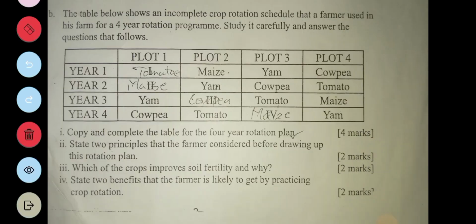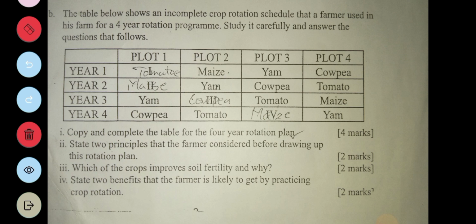The next question here says, the table below shows an incomplete crop rotation schedule that the farmer used in his farm for a 4-year rotation program. Read it carefully and answer the questions as follows. Unfortunately, my table here has already been filled, but it isn't much of a problem at all. So let's copy and complete the table for the 4-year rotation plan. Anytime you see copy and complete, draw it again and then fill in.